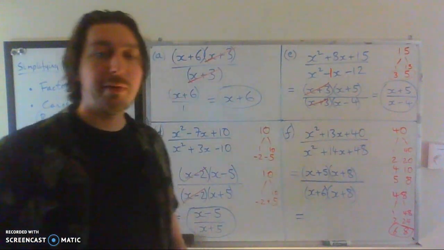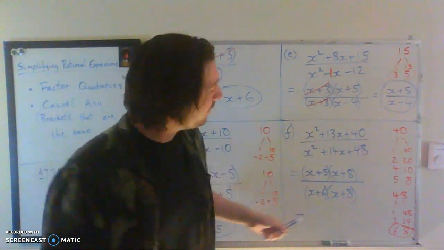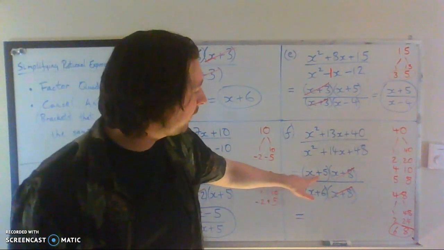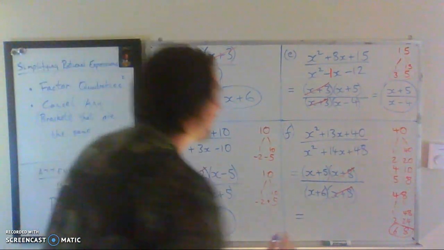Now that I've done the hard bit, the last thing I do is, are there any brackets the same? Yeah, there's (x + 8). And that just leaves me with (x + 5) over (x + 6).